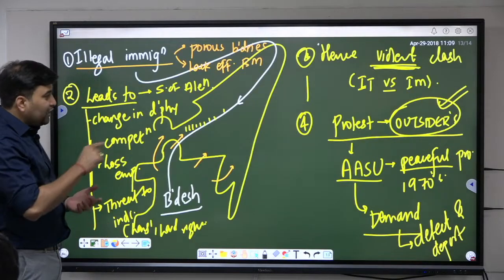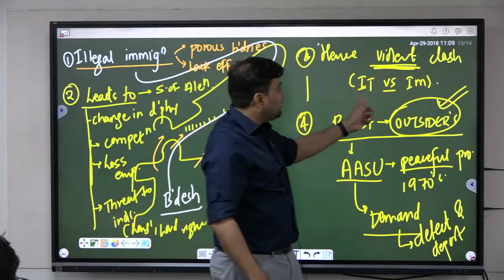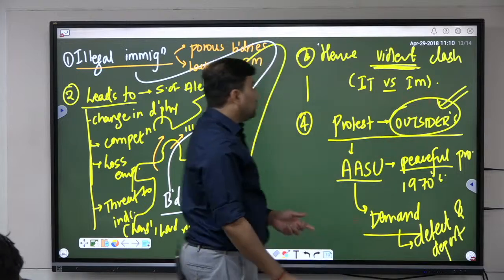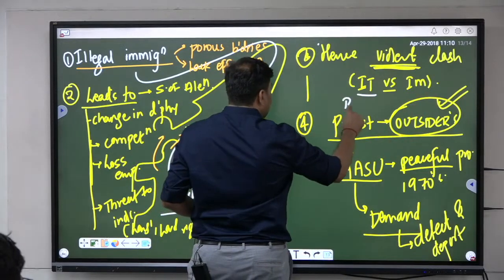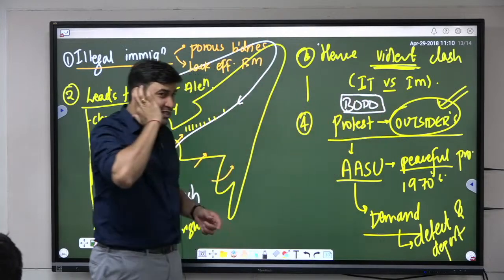And Assam में और एक issue मैंने क्या बोला था? Indigenous tribe versus the illegal immigrants. Who are these indigenous tribe which I told you? Bodos. Now we'll see about Bodo issue. Just don't write, just understand.